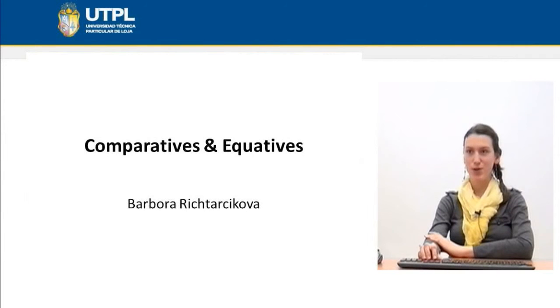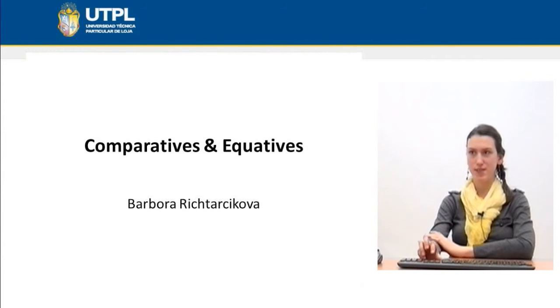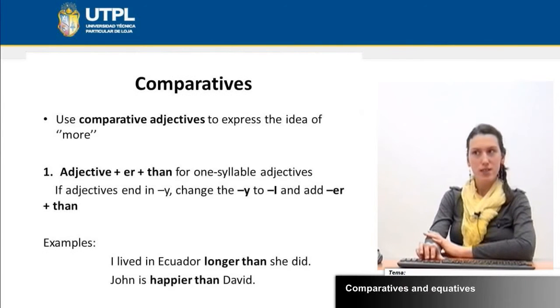Hi everyone, today we're going to look at comparatives and equatives. Let's start with comparatives. We use comparative adjectives to express the idea of more. Let's look at the form.